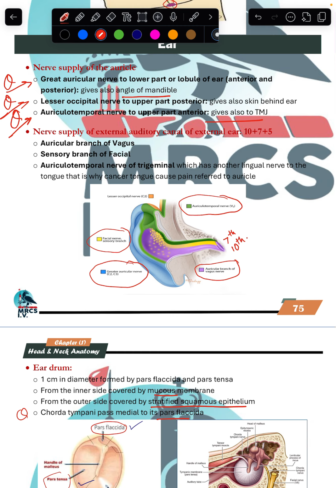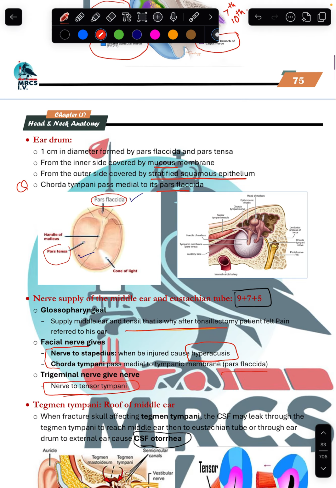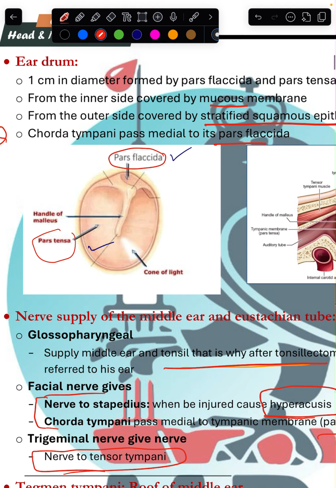There are 4 to 5 nerves involved here. The 10th nerve, auricular branch; facial nerve, sensory nerve; auriculotemporal nerve of the trigeminal, the 5th nerve. Cancer causes pain to be referred to the auricle. Then you see the eardrum. This is like this. It is called the drum.